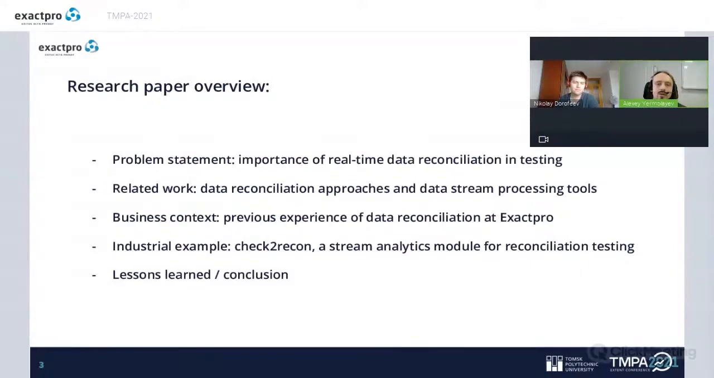Then we will share the industrial experience around the data streaming analysis for the task of the reconciliation testing and describe the solutions created at Exactpro. We will outline advantages and disadvantages of the approach and compare it to existing state-of-the-art data processing solutions. At the very end of our presentation, we will share the lessons learned and answer the questions from audience.